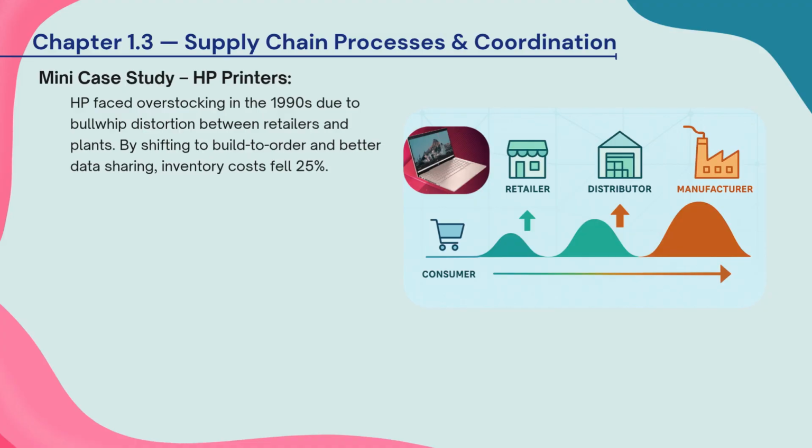This mini case study highlights HP Printer's experience with the bullwhip effect. In the 1990s, overstocking occurred due to demand distortion between retailers and plants. By adopting a build-to-order model and improving data sharing, HP reduced inventory costs by 25%. This demonstrates how visibility and responsive processes can mitigate bullwhip-related inefficiencies in supply chains.